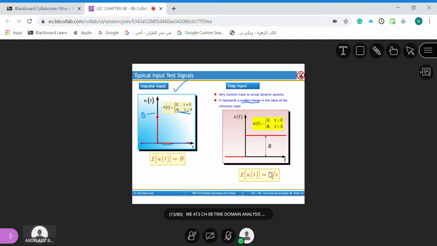It is 0 when time is less than 0, and all of a sudden it jumps to B. The magnitude is equal to B here. And remember, the Laplace transform of the impulse is B, while the Laplace transform of the step input is B over S.